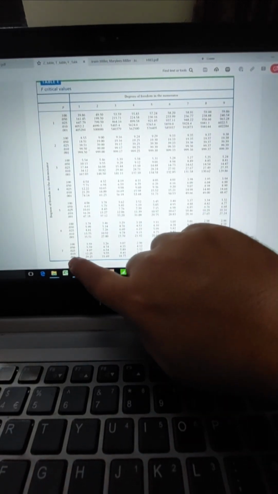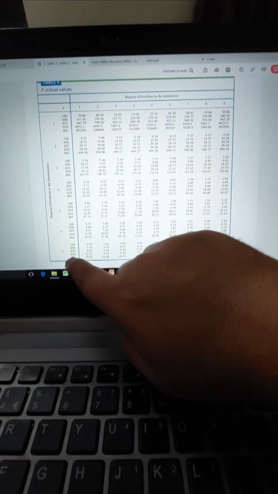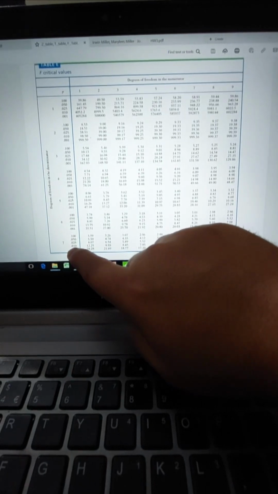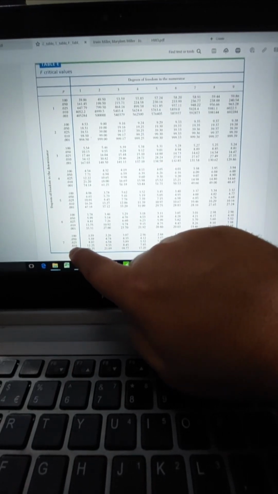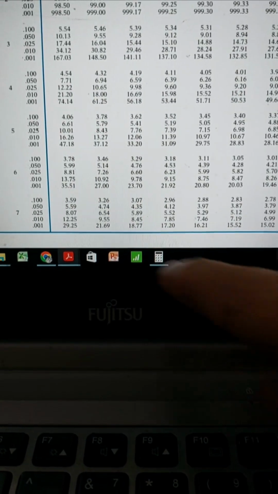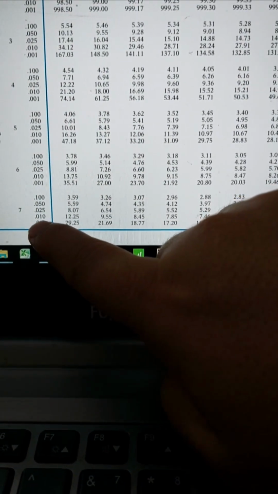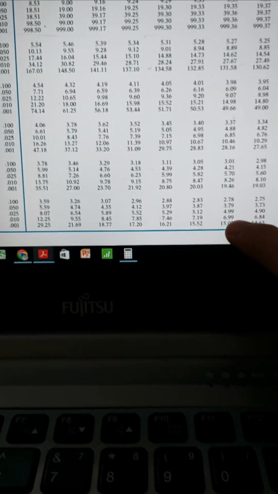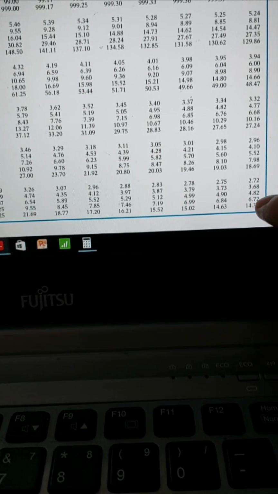So 0.01 is the fourth one. Okay, 0.010. Getting the value in front of 0.010. Let me take a closer look at it. Okay, this is 0.010, and the value that we get over here is 6.72. So this is the value that we get.